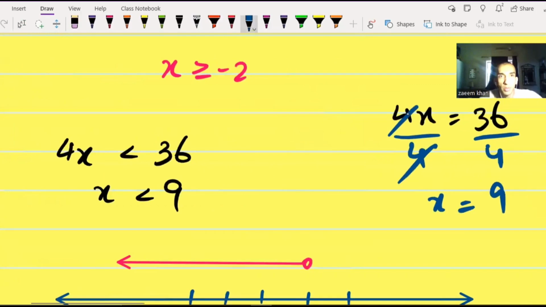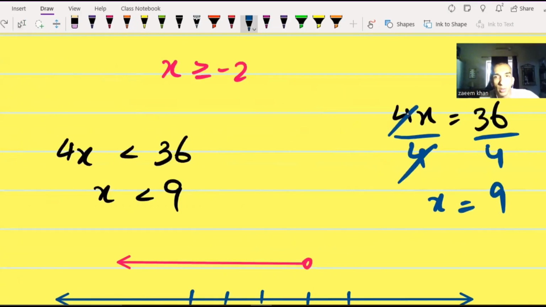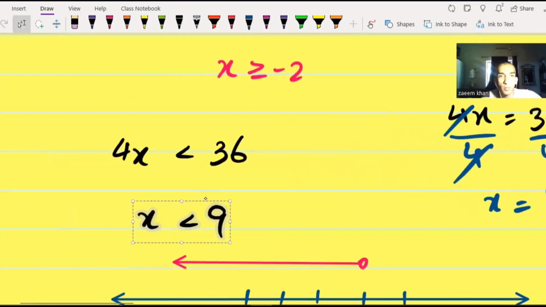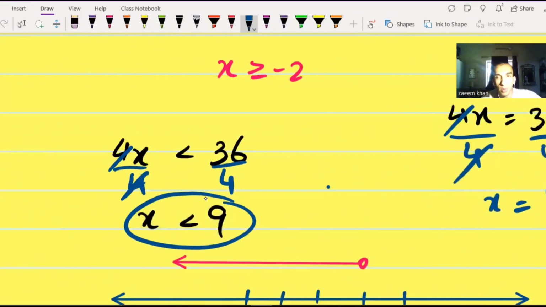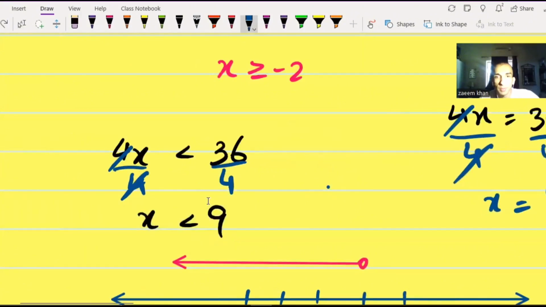However, if I introduce the greater than sign or less than sign instead of the is equal to sign, what will it look like? We're going to solve it with the same process. Instead of inserting the is equal to sign, we're going to go on with the less than sign. You're going to end up with an answer which says x is less than 9 instead of the answer that we ended up with here, which said x is equal to 9. You notice the difference?